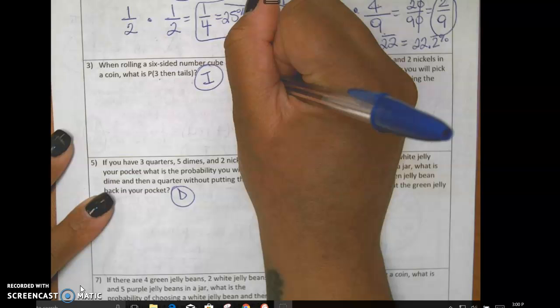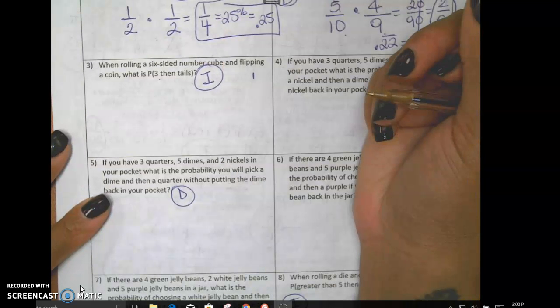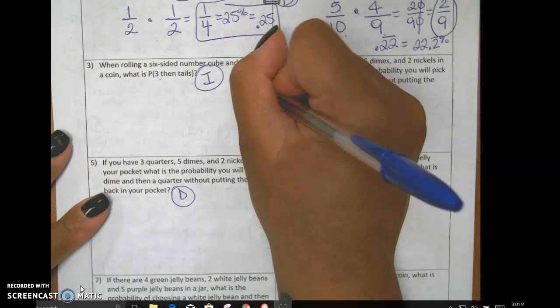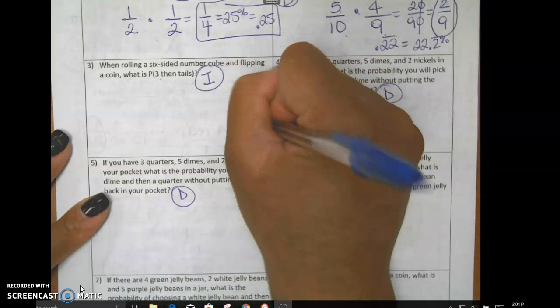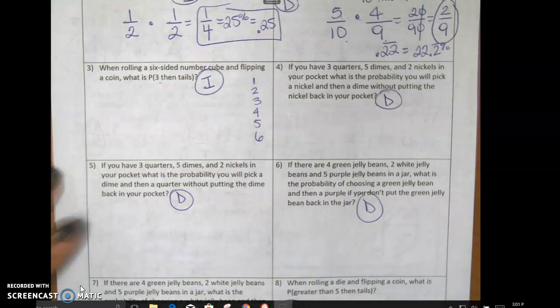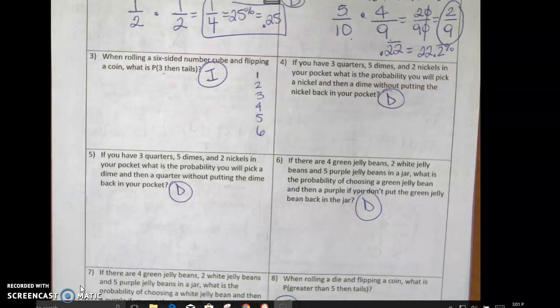Okay, let me do it this way. What can I get on a number cube? 1 through 6. What's the chance of rolling a 3? I need a hand. Yes. 1 out of 6.